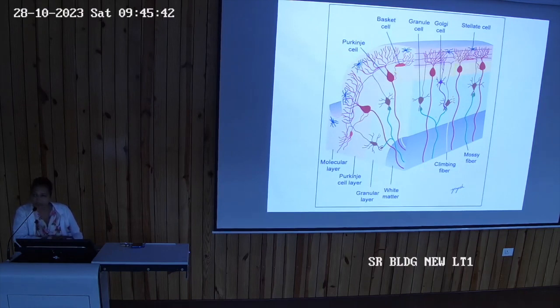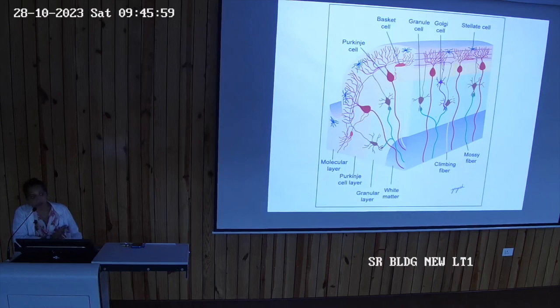In the middle we have Purkinje cells, which are the largest ones. These are flask shaped. Then in the third layer we have Golgi and granule cells. Golgis are larger than the granule cells. Now, what are the fibers that we have read here? Climbing fibers and the mossy fibers.